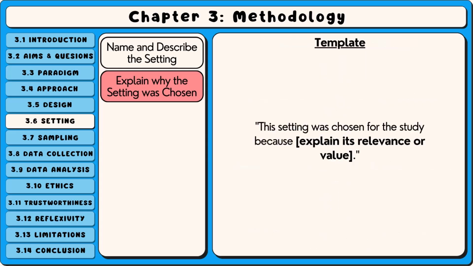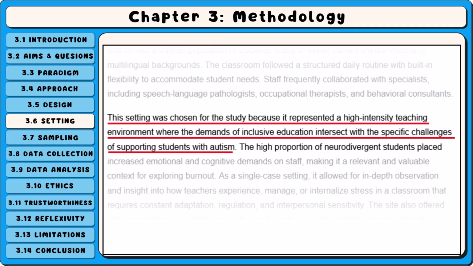This setting was chosen for the study because, and then explain the setting's relevance or value. Here's an example. This setting was chosen for the study because it represented a high-intensity teaching environment where the demands of inclusive education intersect with the specific challenges of supporting students with autism.